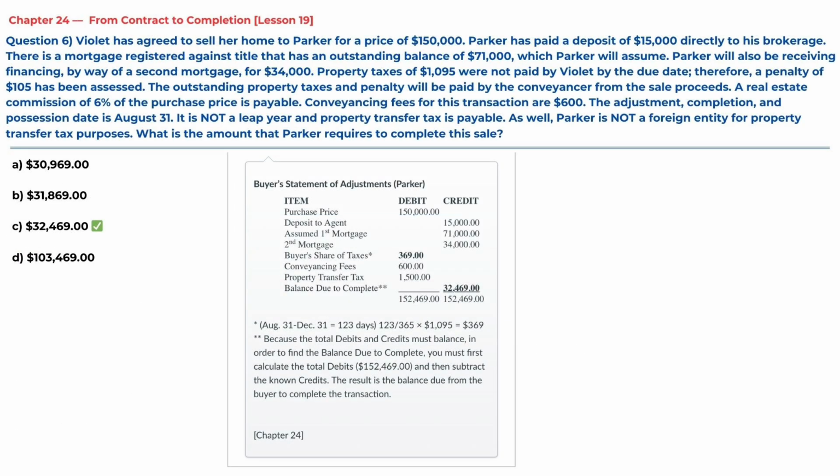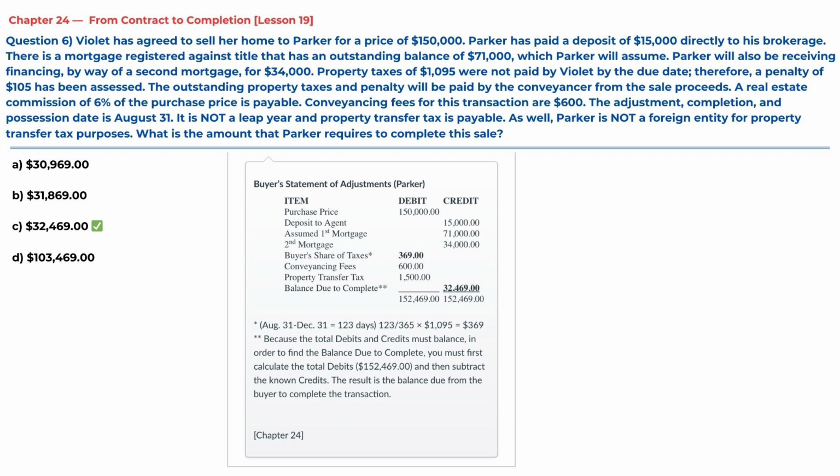Question 6. Violet has agreed to sell her home to Parker for a price of $150,000. Parker has paid a deposit of $15,000 directly to his brokerage. There is a mortgage registered against title that has an outstanding balance of $71,000, which Parker will assume. Parker will also be receiving financing by way of a second mortgage for $34,000.